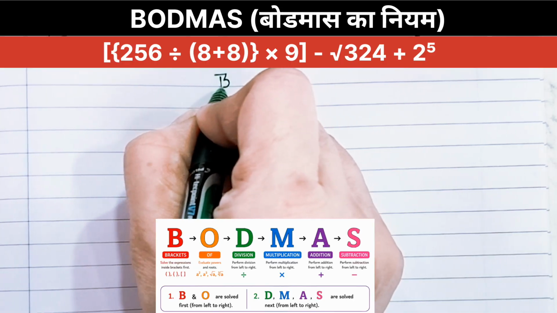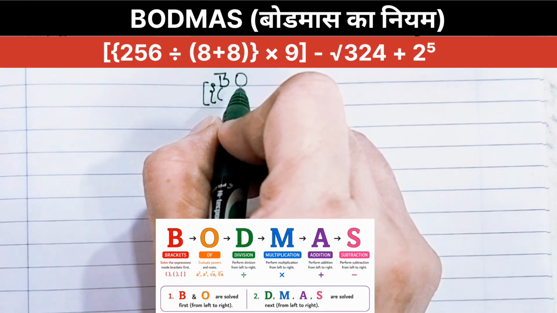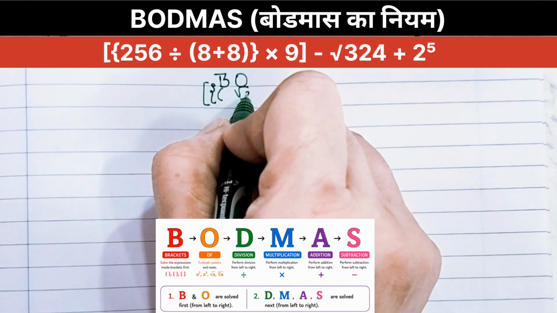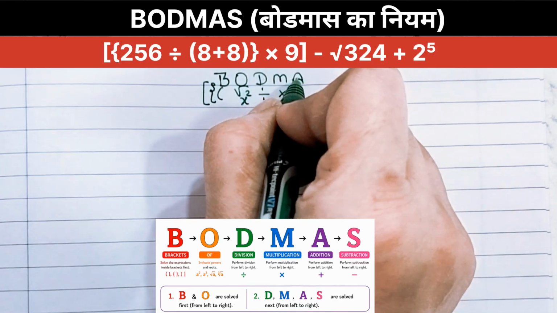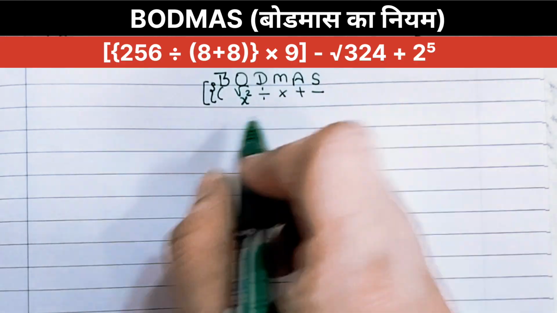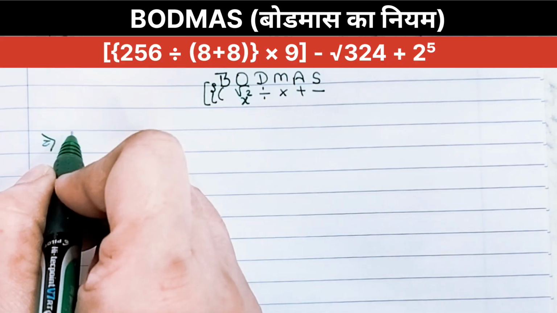The BODMAS rule says first we solve the brackets: small bracket, curly bracket, then square bracket. O stands for orders, meaning we solve roots and exponents. D stands for division, M stands for multiplication, A stands for addition, and S stands for subtraction. Now according to this BODMAS sequence, we'll break down this expression step by step.